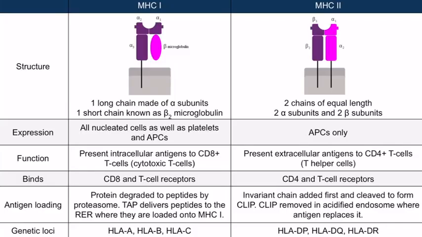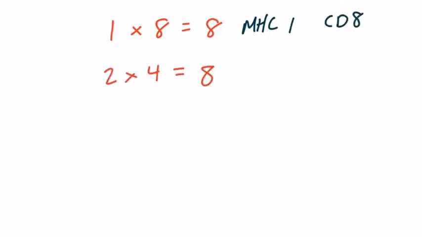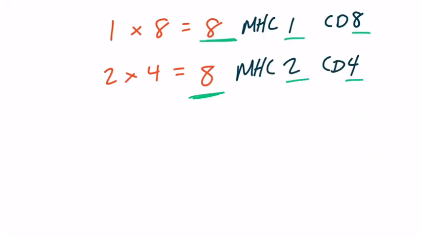Okay, so now we know that MHC2 are found only on APCs, and their function is to present extracellular antigens to CD4 positive T cells. Also remember that MHC2 binds to CD4 and T cell receptors, whereas MHC1 binds CD8 and T cell receptors. You can remember this by the rule of 8. 1 times 8 equals 8, so MHC1 only interacts with CD8. Also, 2 times 4 equals 8, so MHC2 only interacts with CD4. In other words, just think of the math being equal to 8. 1 times 8 equals 8, and 2 times 4 equals 8.